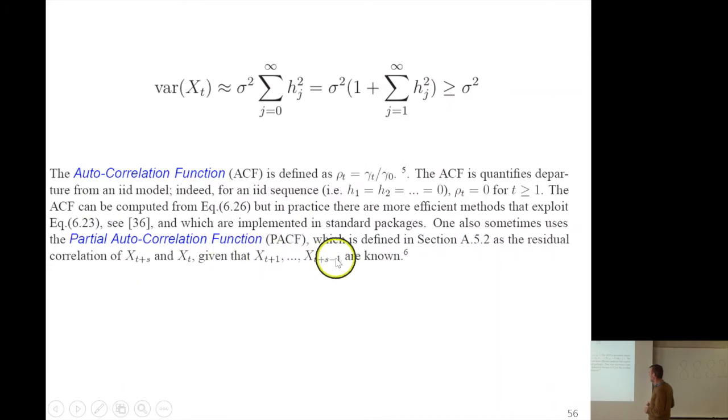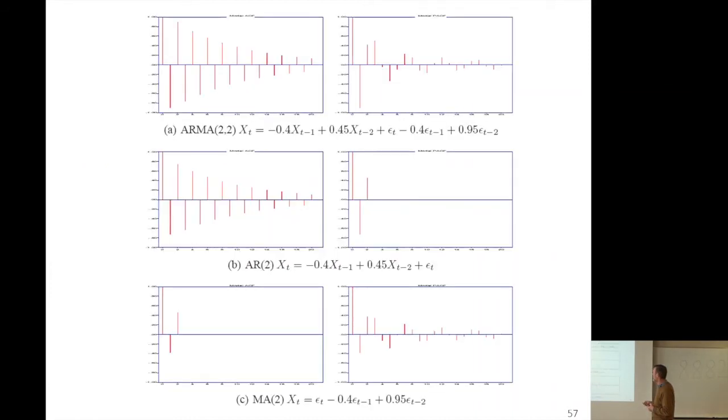So the partial autocorrelation function is defined as the residual correlation of xt plus s and xt given xt plus 1, up to xt plus s minus 1. So what does that mean? For example, for this process here, we see that there is dependence, there is a correlation between xt and xt plus h for every h. So between xt and xt plus 100, there is some positive or negative correlation depending on whether we are at odd or even increments here. But one question might be, is there correlation because there's correlation at lag 1?